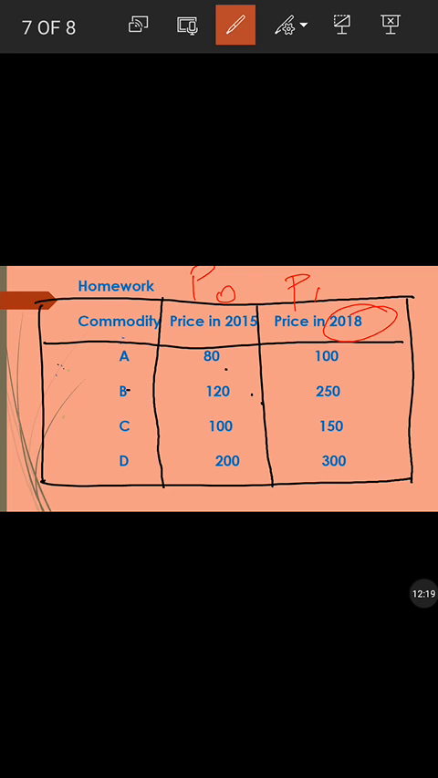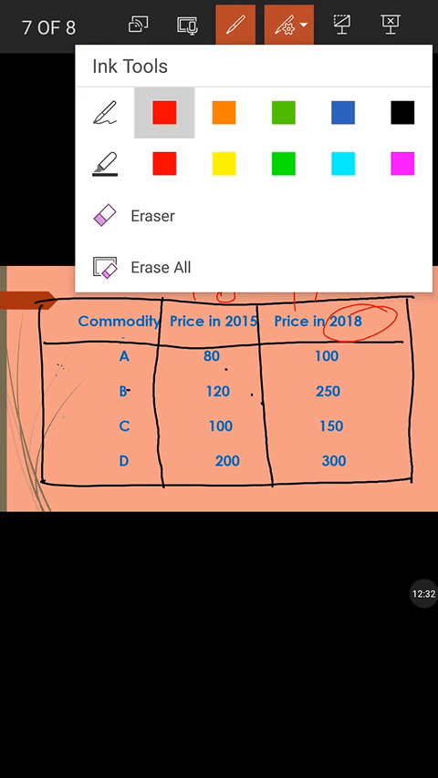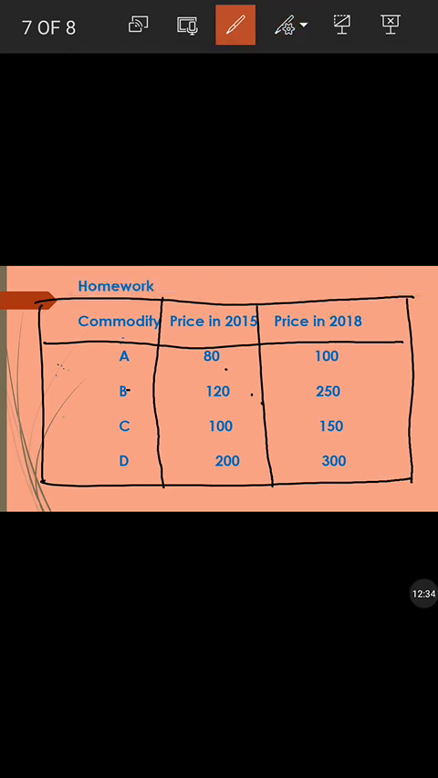From this we have to calculate the percentage change in price, how much the price has increased from 2015 to 2018. Please submit this homework in the Google Classroom. Only if you submit your homework will you get your attendance.